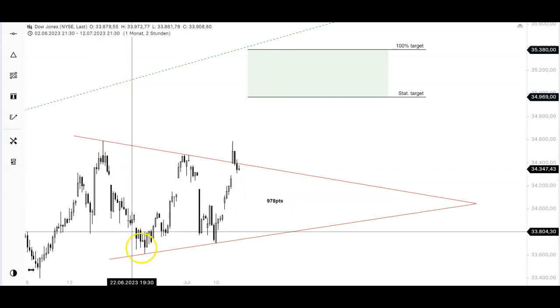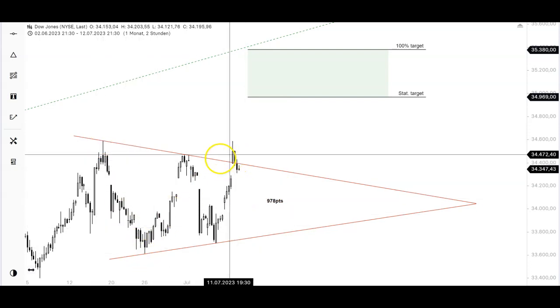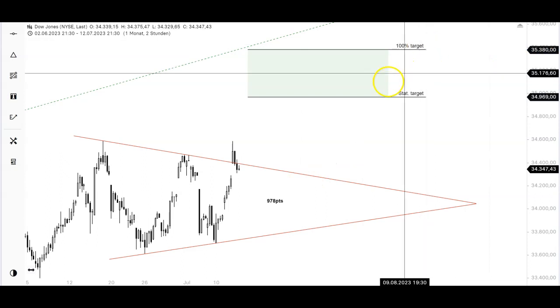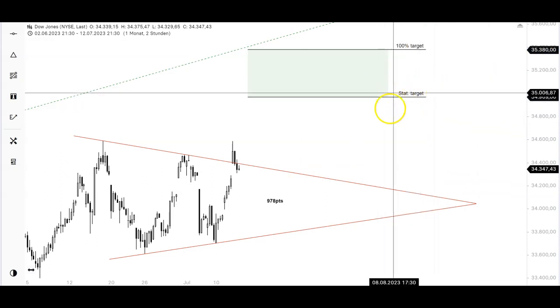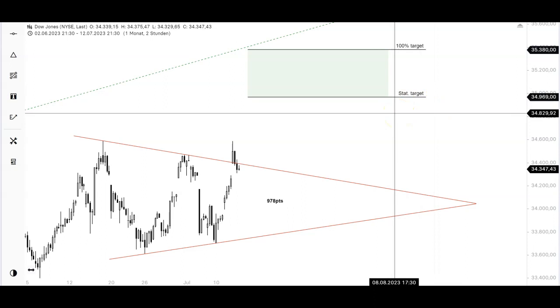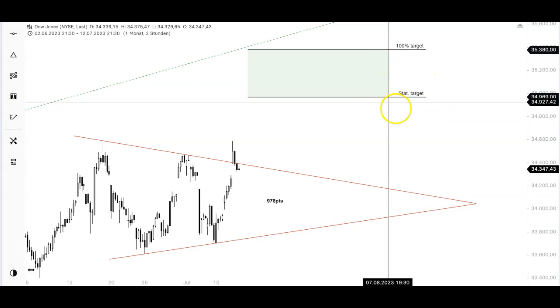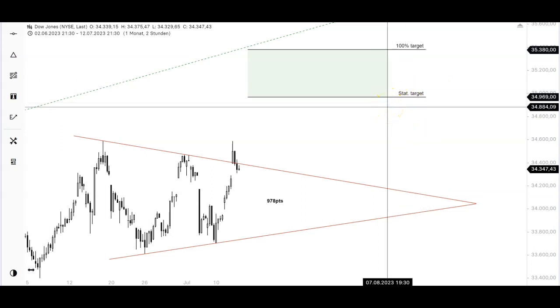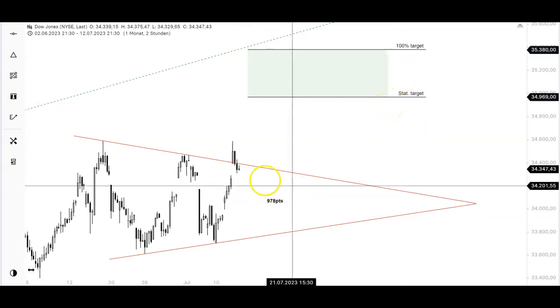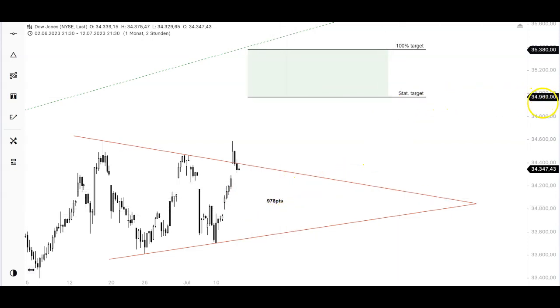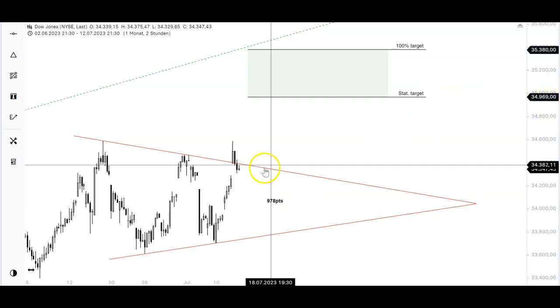So this is basically the 100% move, and you put it right here, and then you end up getting 35,380 as a 100% target. The statistical target, which is also known as the minimum target, because the probability is much higher that we run into that statistical target, which is 58% of that greatest amount here of 878, and then we end up at 34,969.